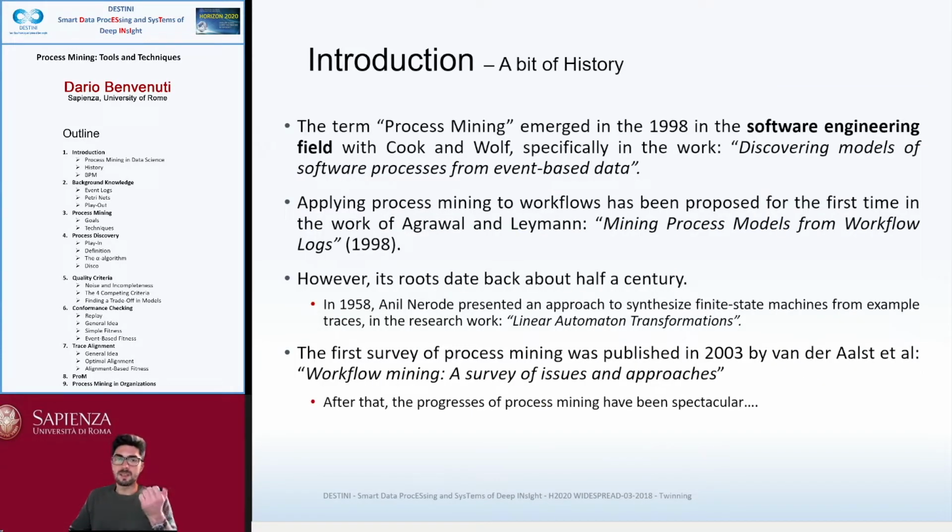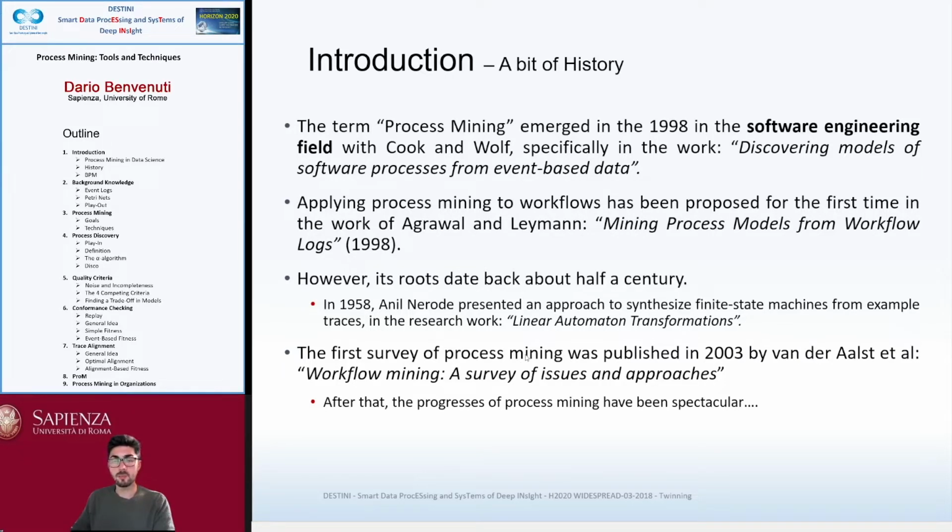In 1998, the term process mining first appeared, but in the software engineering field, with a particular intention about discovering models of software processes from event-based data, which is something quite specific, but that covers the most important aspect of process mining. And the first survey on process mining was published in 2003 by Van der Aalst, which is the big name in this field.